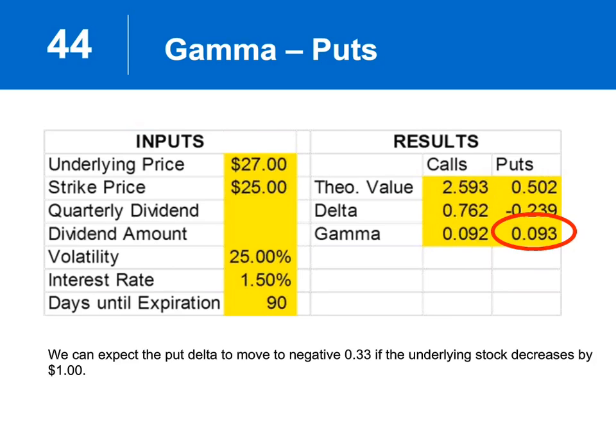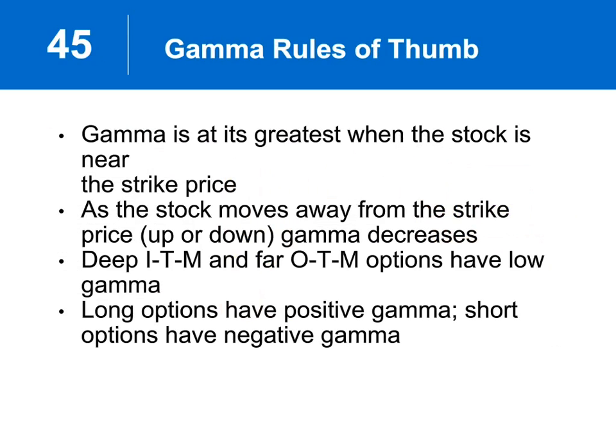So gamma basically is greatest when the stock is near the strike price. Okay, so these at-the-money options have potentially a lot of dynamic movement, especially as you get closer to expiration. Gamma is greatest when the stock is near the strike. As the stock moves away from the strike, it doesn't matter which direction, the gamma will decrease. And deep in-the-money options, as well as far out-of-the-money options, don't have much gamma. And again, if you go to the pricing model, you can see how that works.